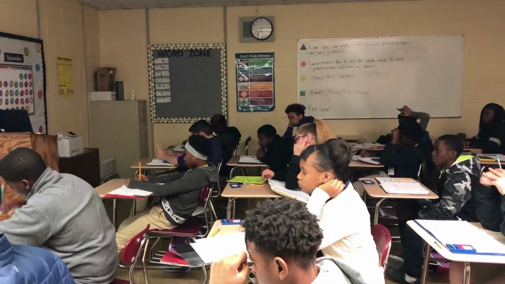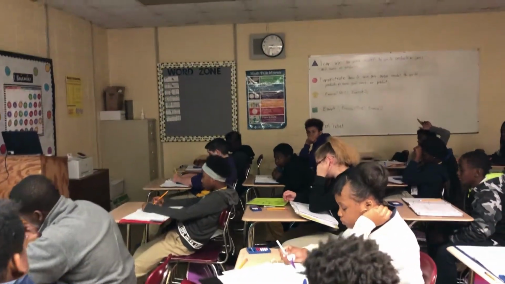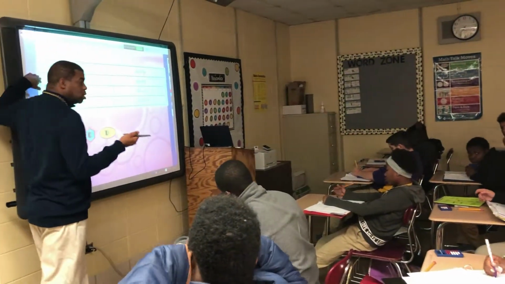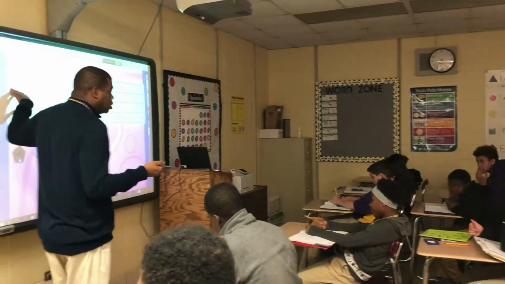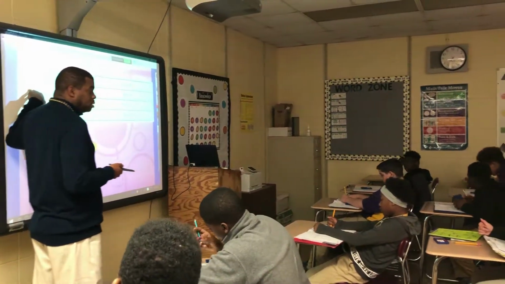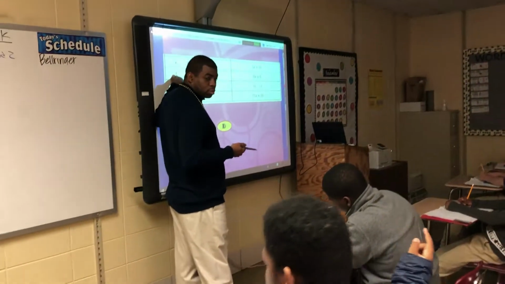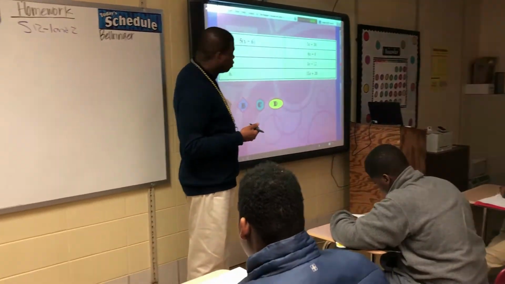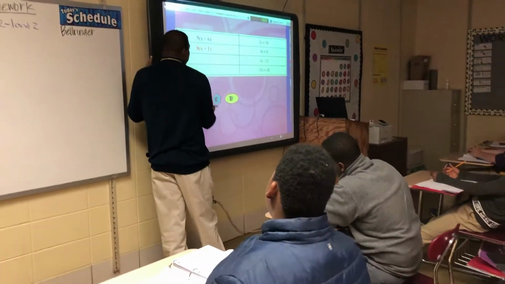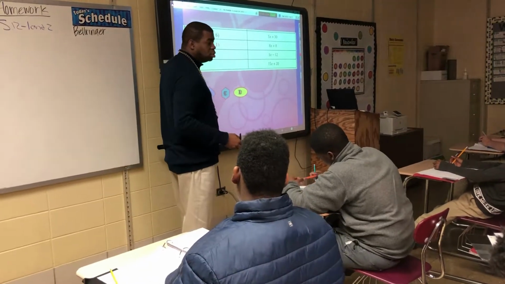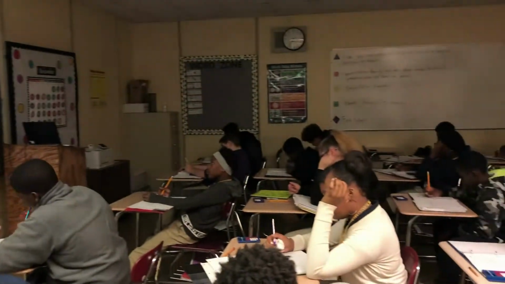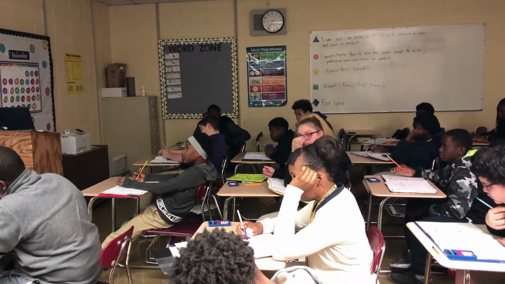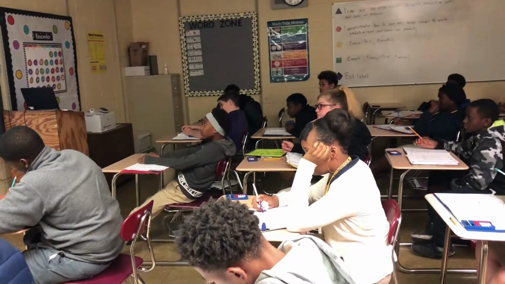Somebody good, somebody good. F. Somebody beat me already. Somebody want to take an educated guess at it? F. Window. 8 in parentheses, x plus 1. G. 3 in parentheses, x minus 4.